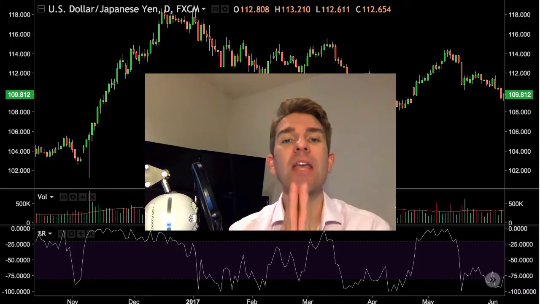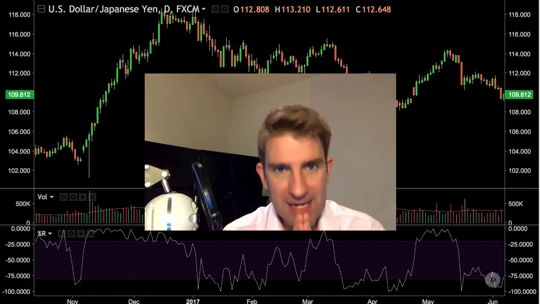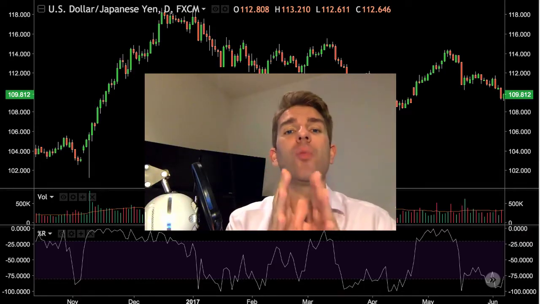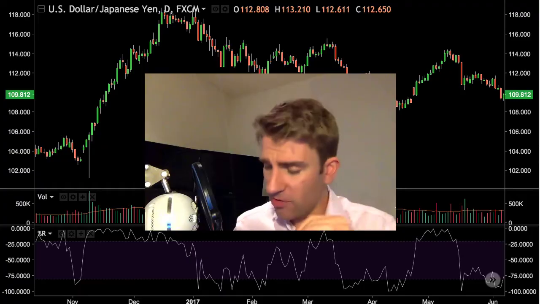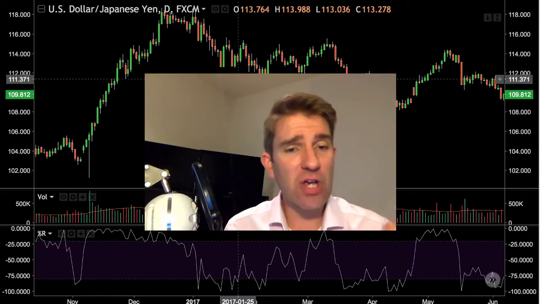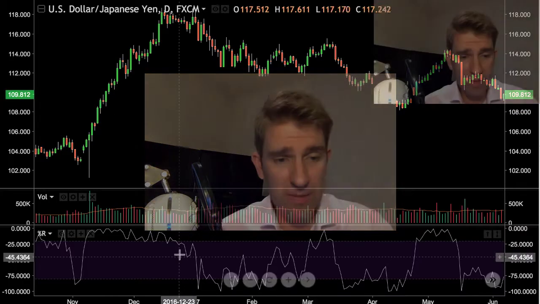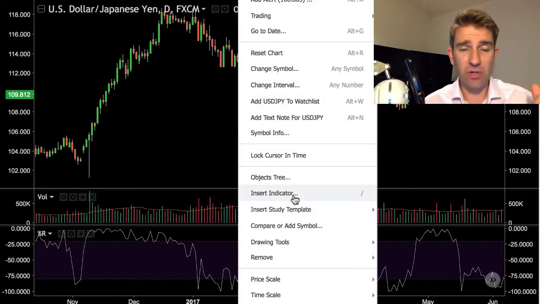So what is the Williams percent R momentum indicator? And most importantly, how can we use it in our trading? Well, do you know what? It's identical in shape to a fast stochastic. I've got a Williams percent R up here. Let me stick up a stochastic and let me show you.